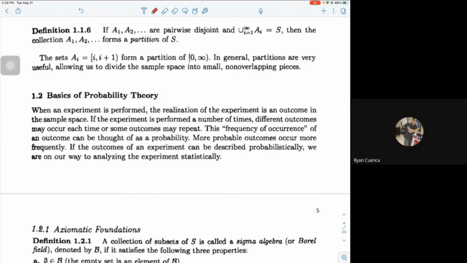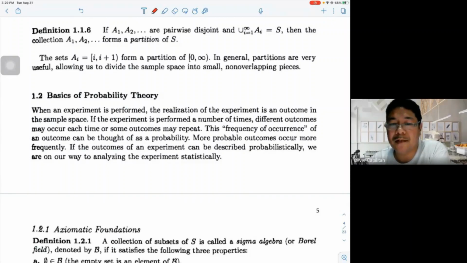Probability is something like a chance or likelihood that a particular event will occur or will happen in a particular situation. Okay, thank you for that, Ryan.